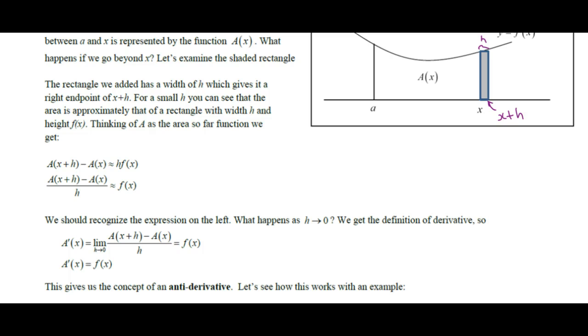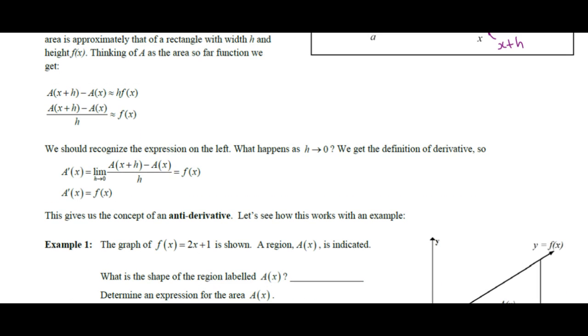And we kind of recognize that expression, right? We've seen that a lot. Well, what happens as h tends to 0? As we get really small, we end up with the definition of a derivative. So this is A prime of x, but this is f of x. So A prime of x is equal to f of x. And that gives us the concept of using an antiderivative.